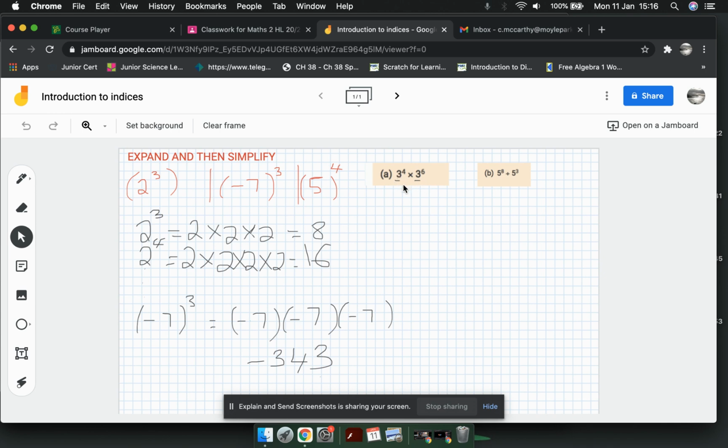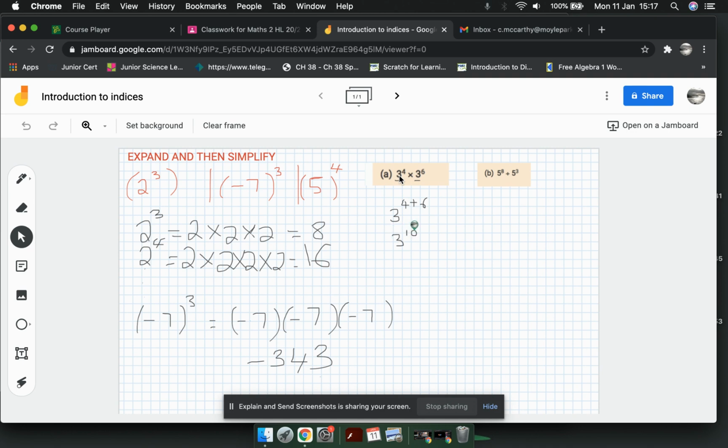So to solve this, there's a rule of indices, and the rule states that if the base number, in other words 3 in this case, is the same, then I can add the indices together. So in other words, that's going to be 3 to the power of 4 plus 6. I can only do that because I'm dealing with the same base number. When I work that out, I will get 3 to the power of 10.